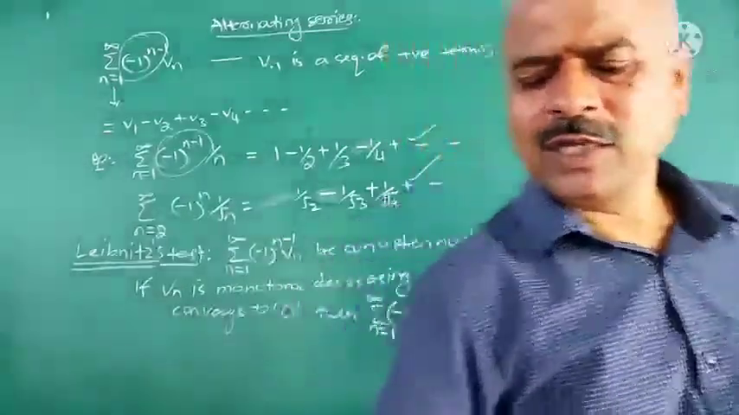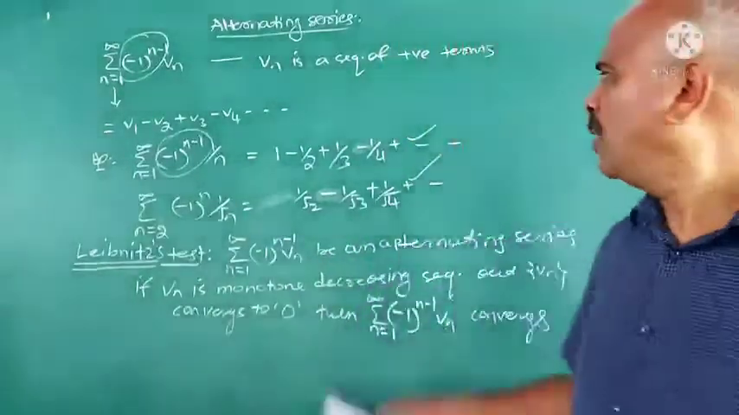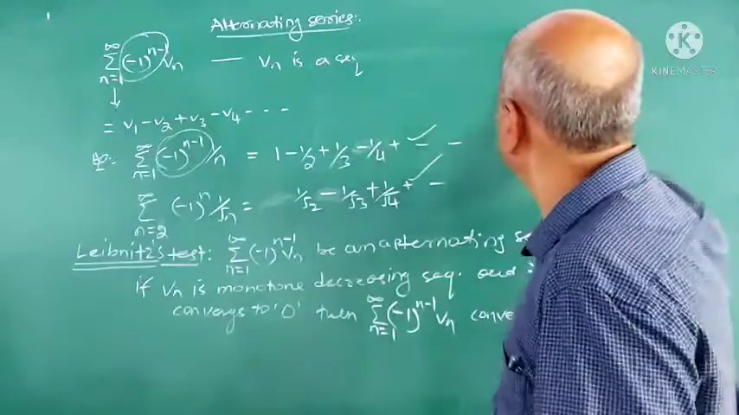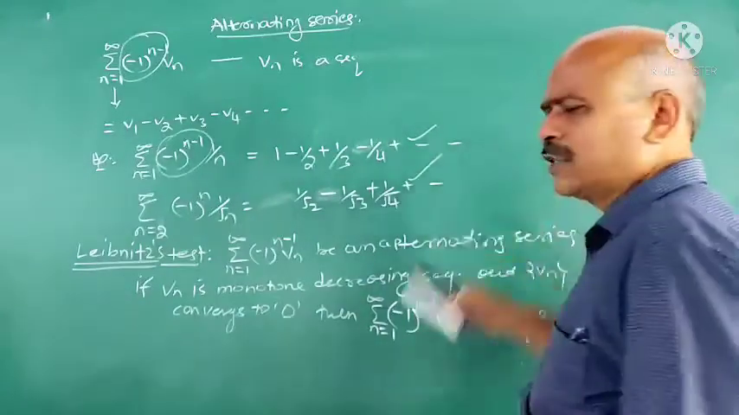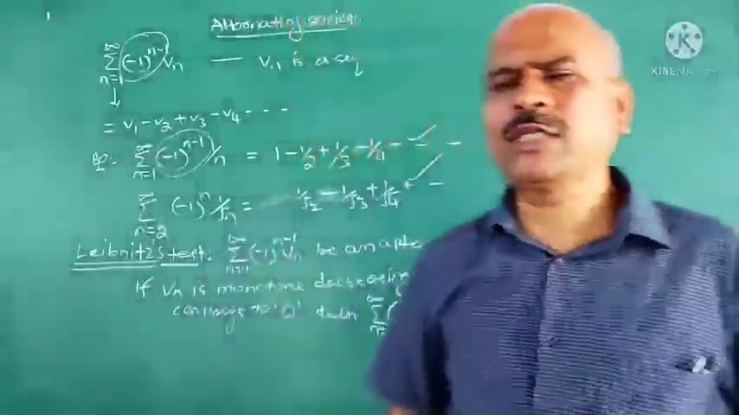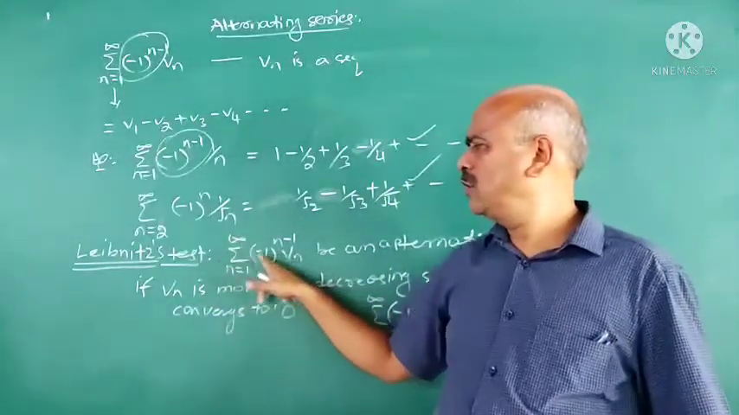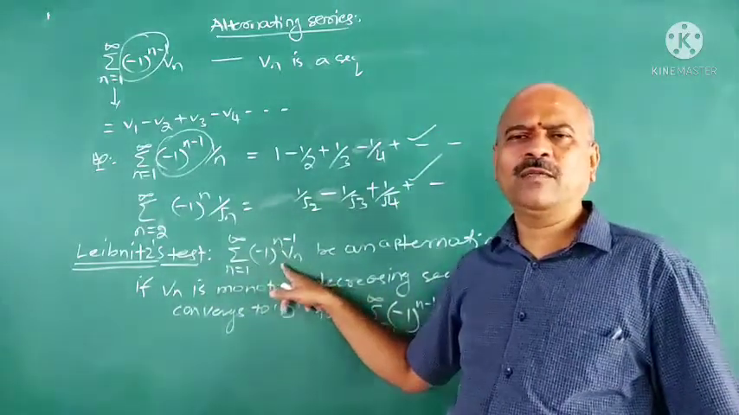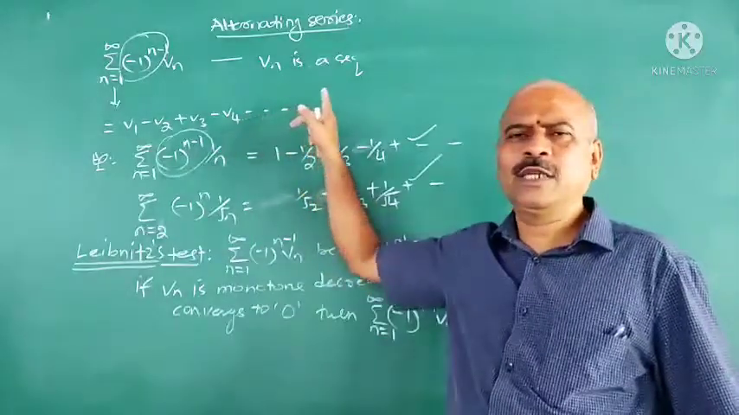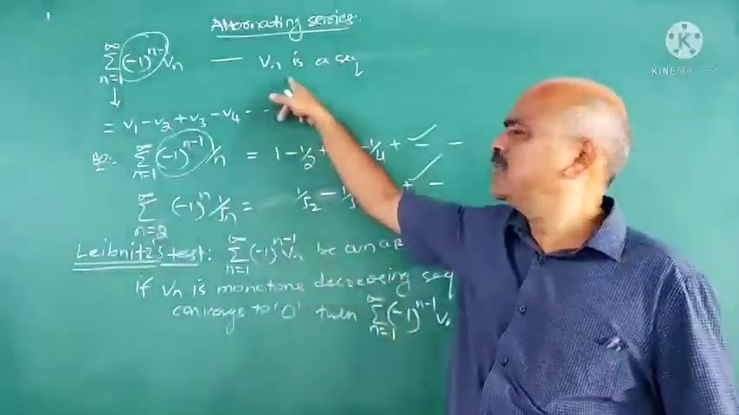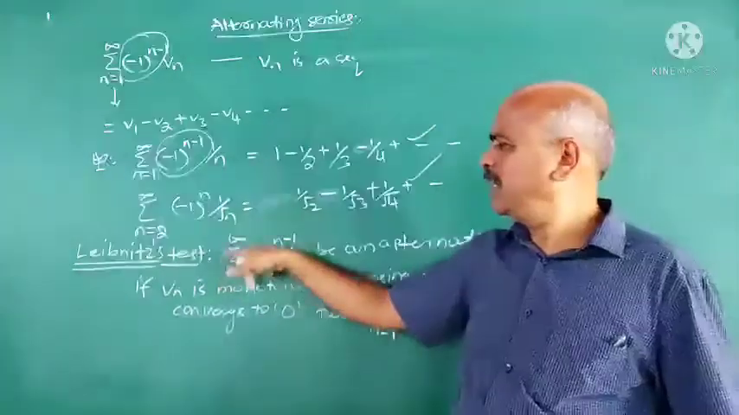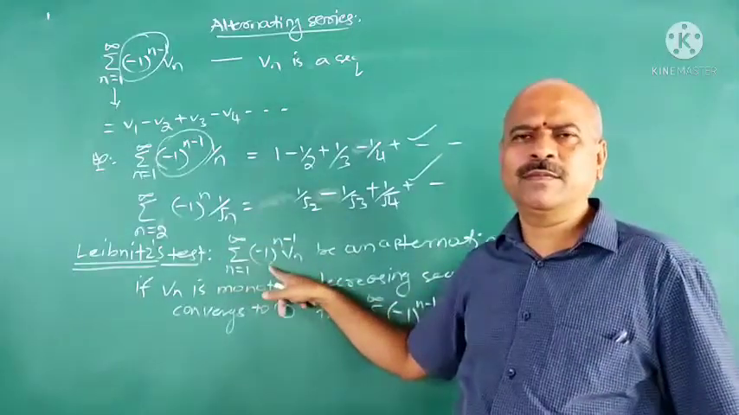We apply this Leibniz test to problems on alternating series. What does the test say? First you have to understand this. Consider the alternating series sigma 1 to infinity minus 1 raised to n minus 1 Vn. You know what an alternating series is: this Vn is a sequence of positive terms, then this becomes an alternating series.